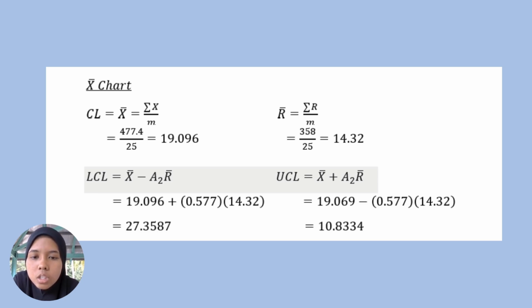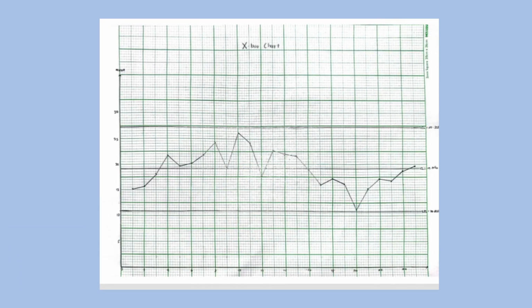For the lower control limit, the formula is X-bar minus A2 times R-bar, and we get 19.096 minus 0.577 times 14.32, and then we get 10.8334. For the upper control limit, the formula is X-bar plus A2 times R-bar, and then we get 19.096 plus 0.577 times 14.32. And then we get the final answer, 27.3587. In the next slide, I would like to show the graph for the X-bar chart.